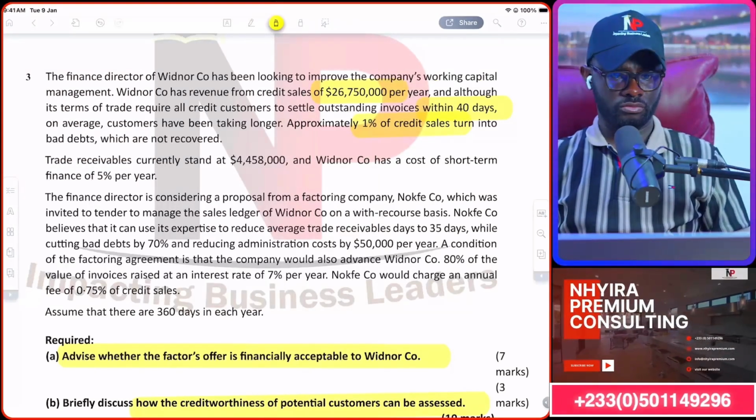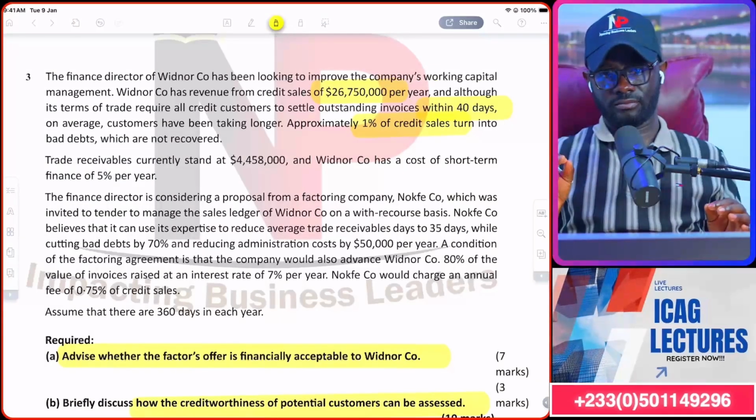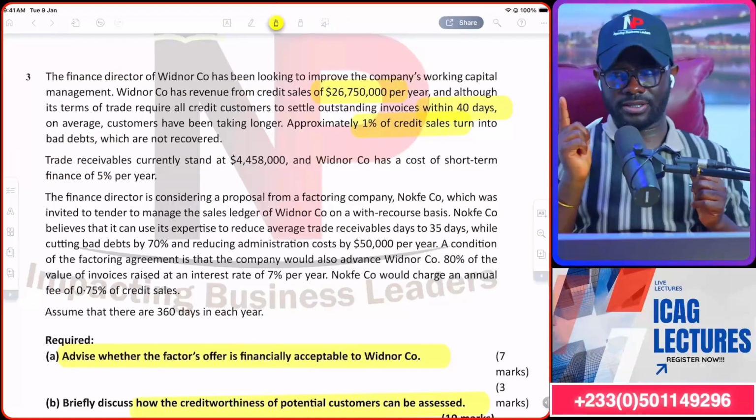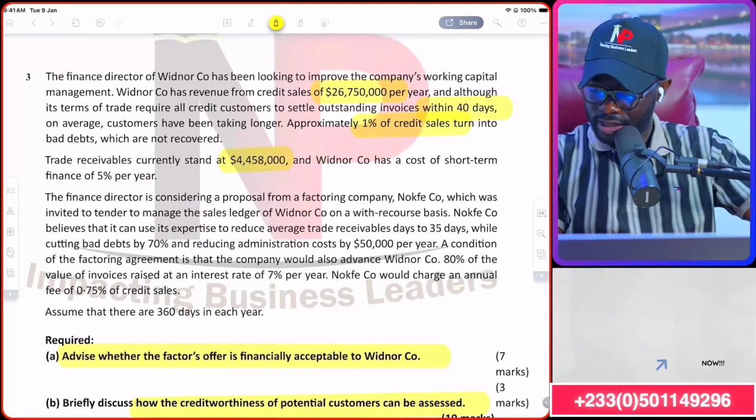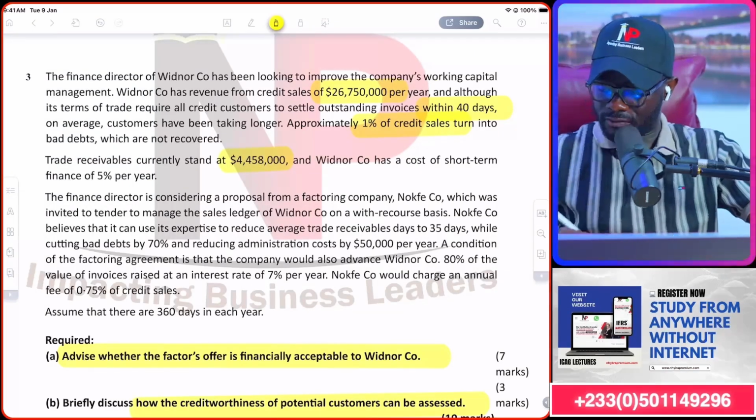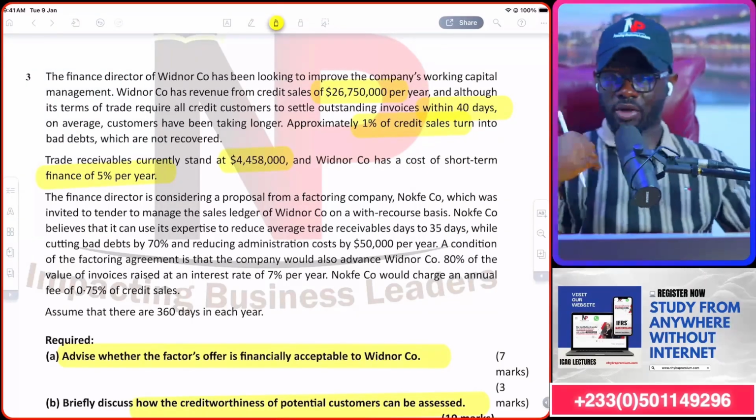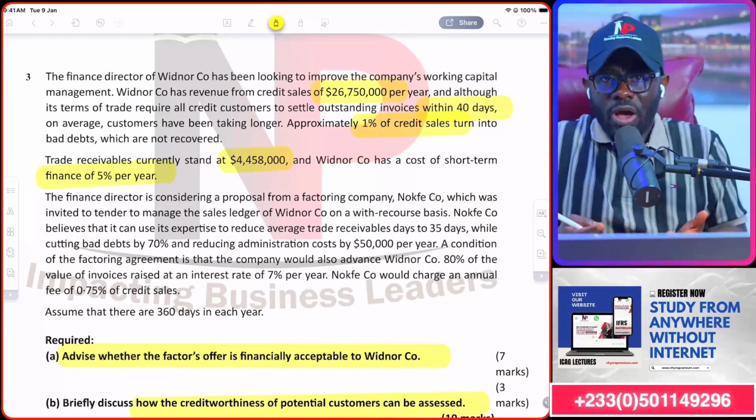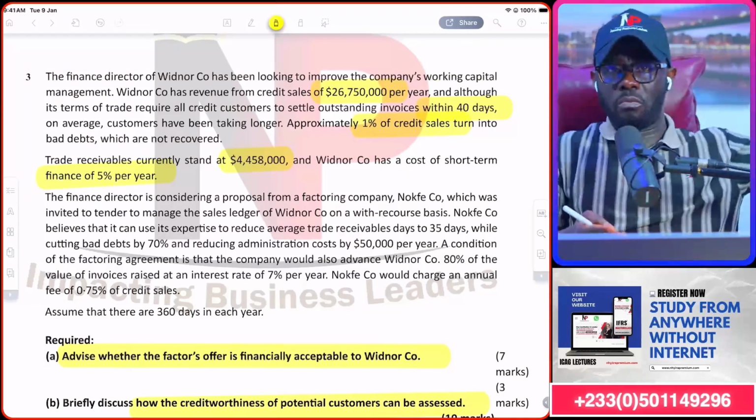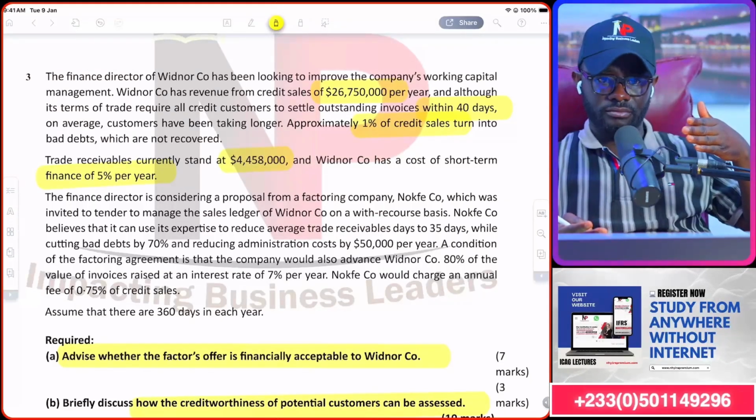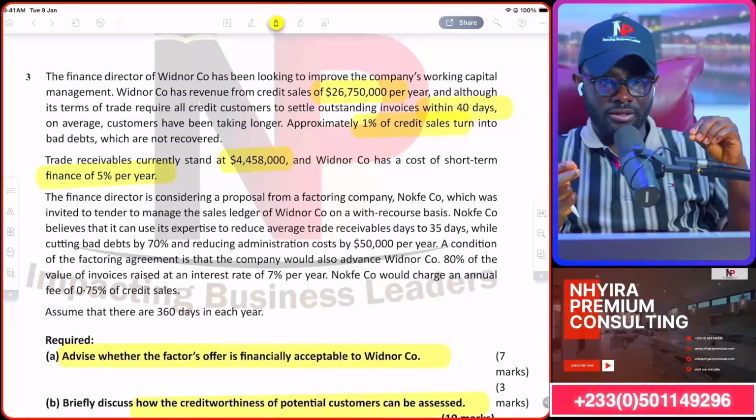So, current policy, 40 days. Bad debt, 1%. Trade receivable currently stands at this amount. And Window Co. has a cost of short-term financing of 5%. This is one thing you must understand. If our customers don't pay us on time, then where do we get money to pay for our operating expenses, pay our suppliers? You have to go borrow the money. Because we are talking about working capital management. So you have to go and borrow the money.